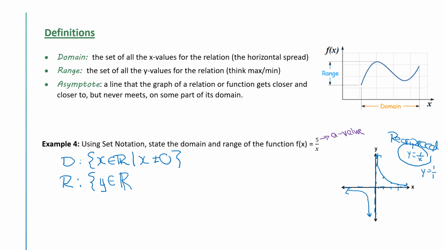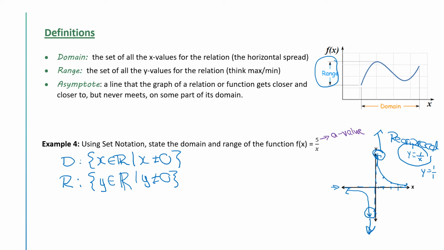So looking back over at our graph, y can be anything, right? This graph is going to keep going up and up and up. It's going to never stop. It's going to go up. It's going to go down and down and down. The only y value, so remember the range is up and down, the only y value it's not going to hit is right here on the x-axis. So the restriction is the same. Y cannot equal 0. And then a curly bracket at the end.